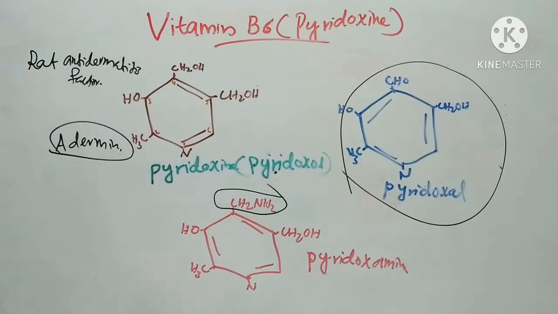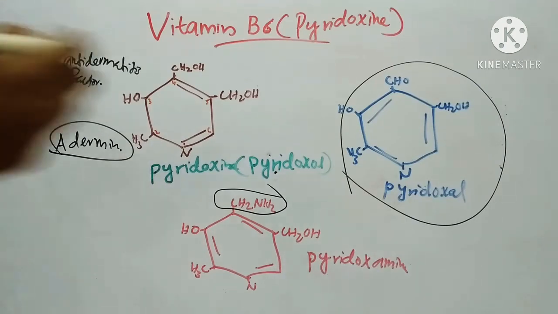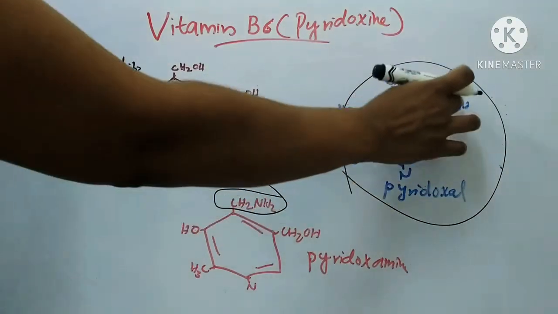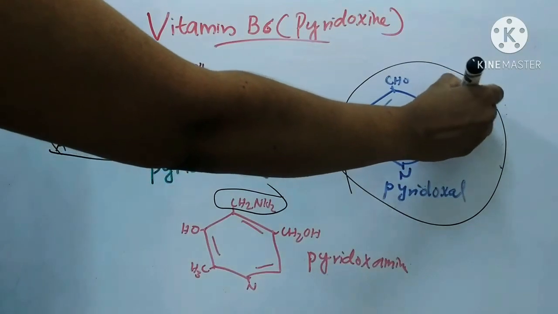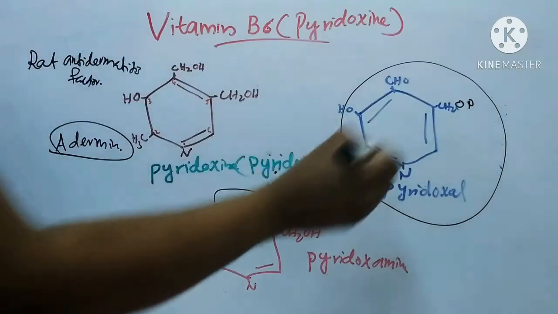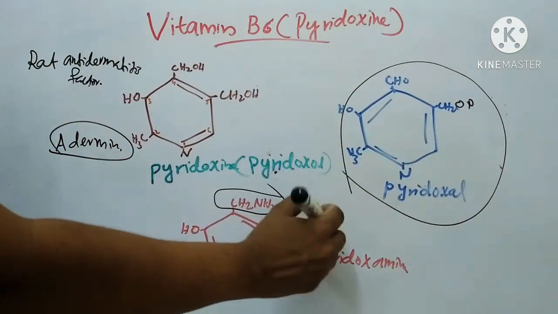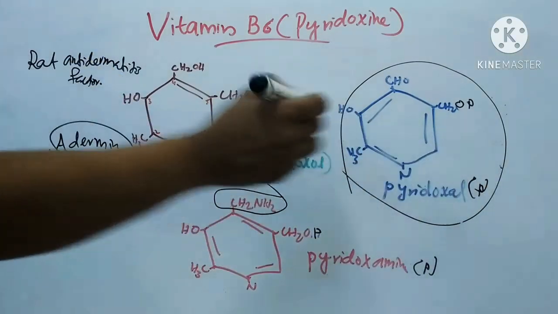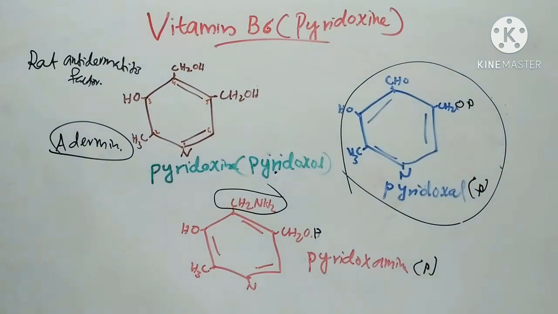The biologically active forms of vitamin B6 are pyridoxal phosphate and pyridoxamine phosphate. Here the OH is changed to OP, and here also there is one phosphate group. These are the biologically active forms: pyridoxal phosphate and pyridoxamine phosphate.